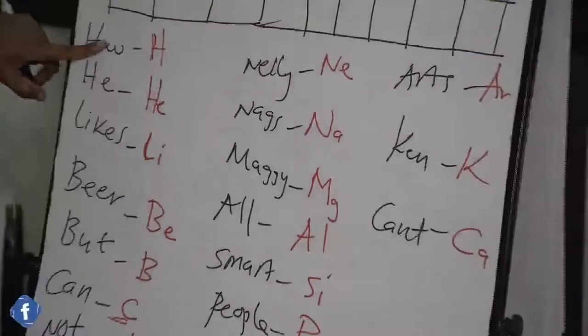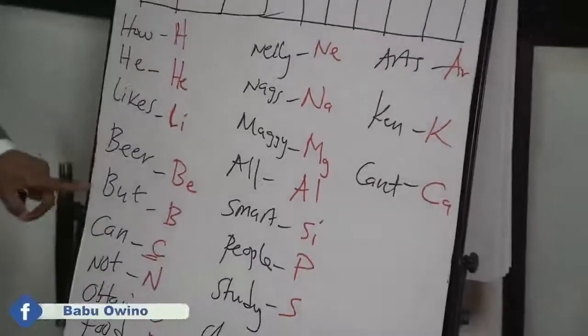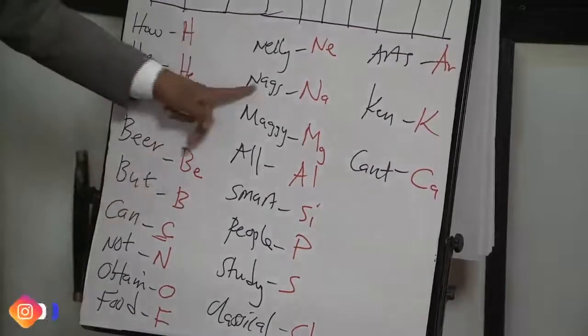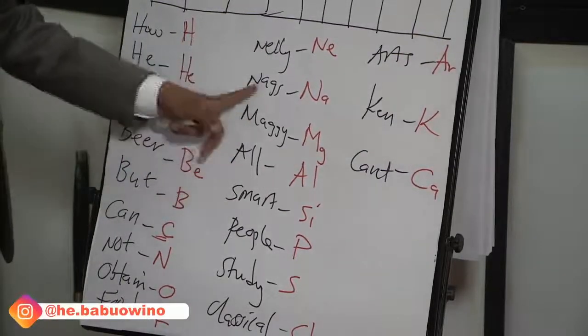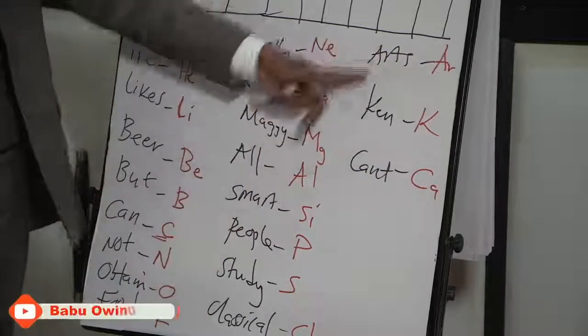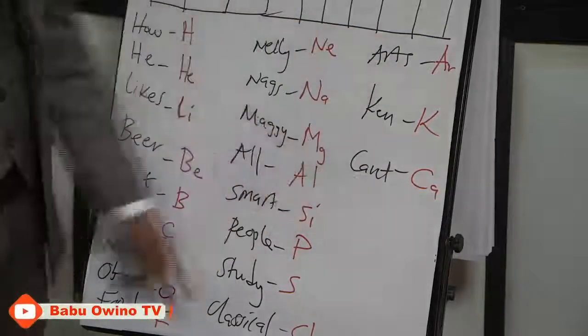Let's start. How he likes beer but cannot obtain food. Nelly nags Maggie. All smart people study classical arts. Can, can't. First 20 elements.